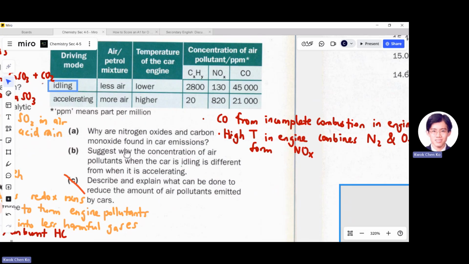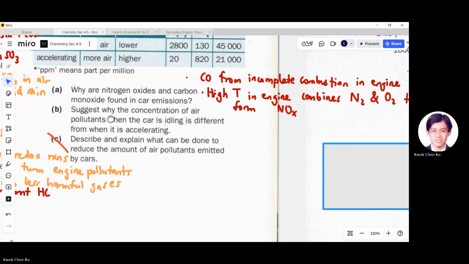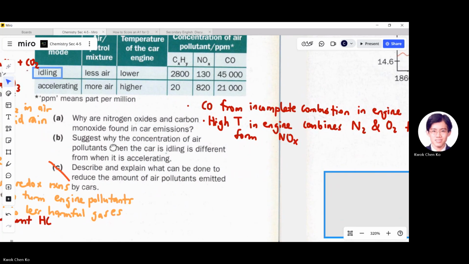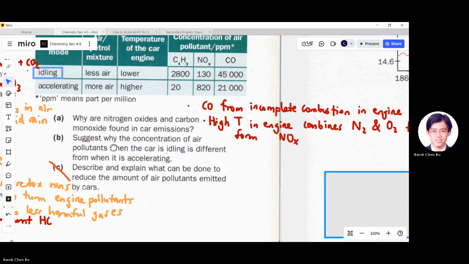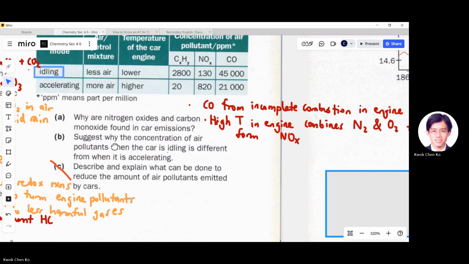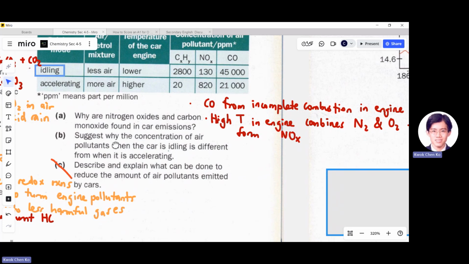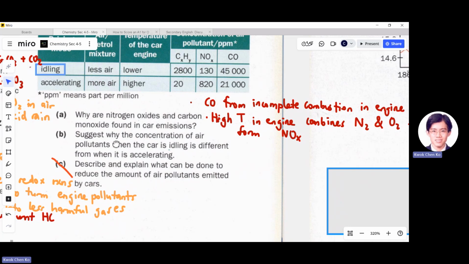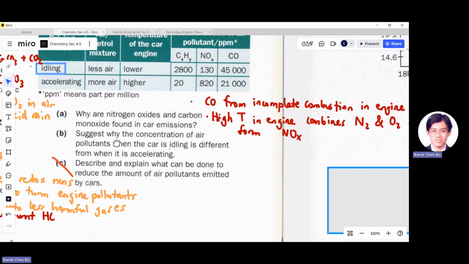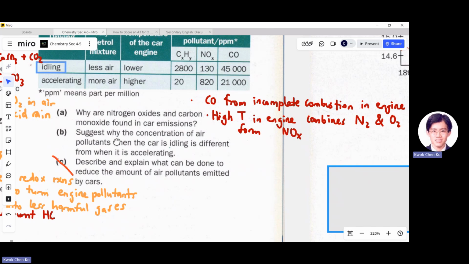Sabrina, how do you answer this? Since it has a lower temperature, a lesser amount of gases in the fuel are combusted. Hence, more air pollutants are produced since more incomplete combustion takes place. Okay, for you, you can probably get some marks.